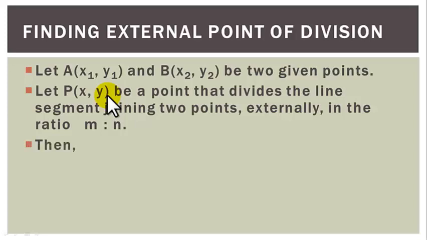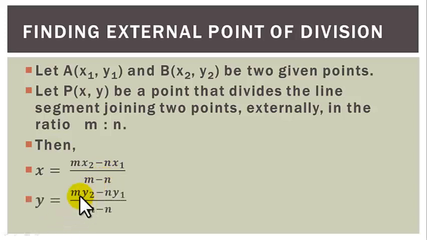Then x equals mx2 minus nx1 all over m minus n, and y equals my2 minus ny1 all over m minus n. Please observe the difference between the external point of division formula and the internal point of division formula. In internal point, this sign was plus, while in external point it is minus.